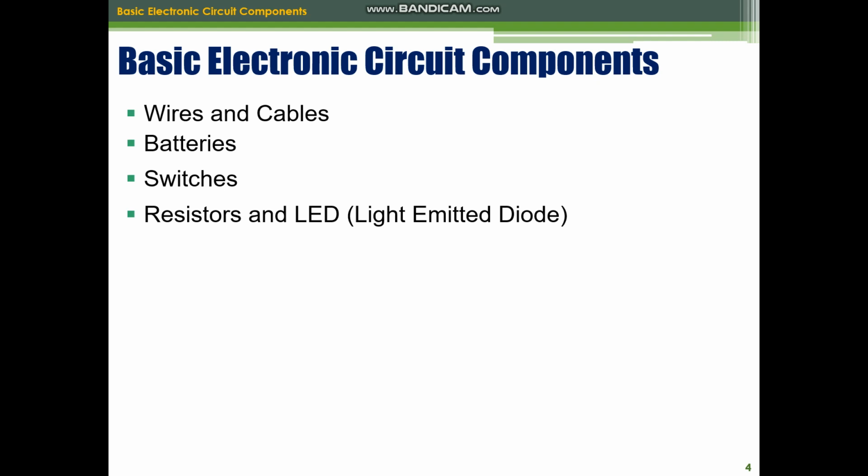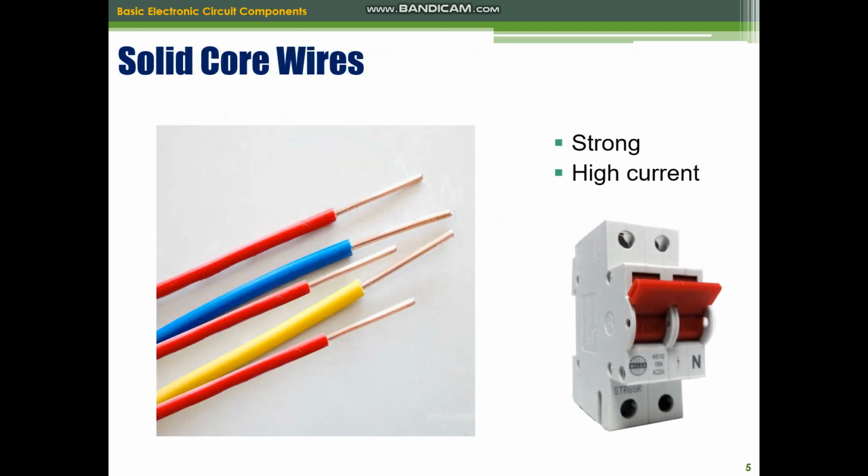And next, I would like to introduce you to the batteries, which are normally used for energy storage. We have a lot of different types of batteries, especially for some IoT, Internet of Things, devices. The next one is the switches and some applications using switches. The last one is some basic concepts about the resistor and the LED, which stands for light emitting diode. So for the wire, we have three different types of wire.